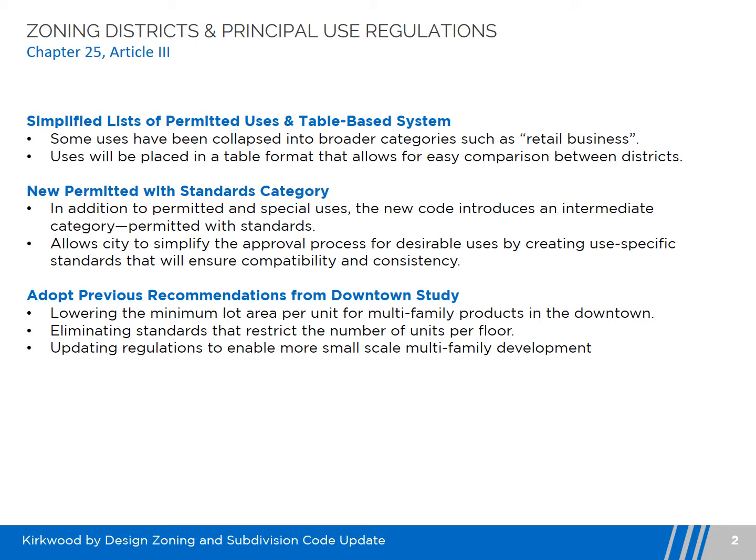We've also added a new approval type. Right now you have permitted or special use. Permitted is the easiest pathway. Special use is one of the more challenging pathways. We've created an intermediate area between those two. It's called permitted with standards. These are uses that you generally want, but they've got a couple of issues that you want to make sure are addressed. So instead of doing it on a case-by-case basis as a special use, you just lay out those standards in advance, and the people are expected to meet them, and if they do, then it's an easier approval process.